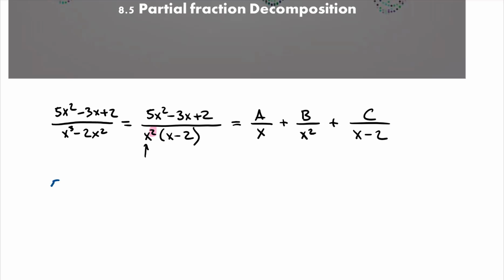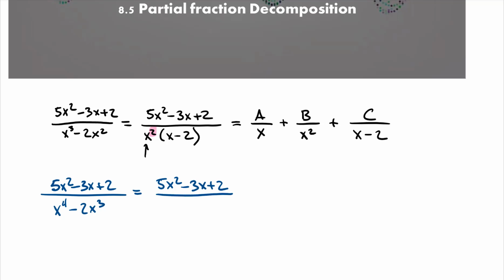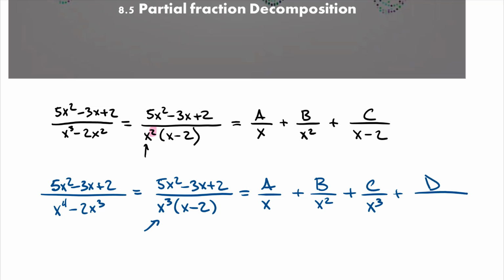Now, what if the problem was like this? What if it was x to the fourth minus 2x cubed? Well, then we would end up with a problem like this, where you factor out an x cubed and be left with an x minus 2. Therefore, you would have an A over x. Now, this x cubed, we have to deal with the x squared and the x cubed. We have to count all the way up. And then we'd end up with a D for the x minus 2. So we have to take care of all of those, everything leading up to it.